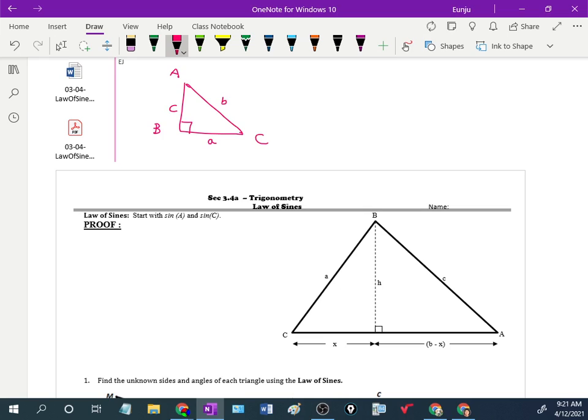Lowercase letters stand for the length of a side, and uppercase letters are the names of the vertices. We have a certain way of calling these parts. The longest side of a right triangle is always called the hypotenuse.